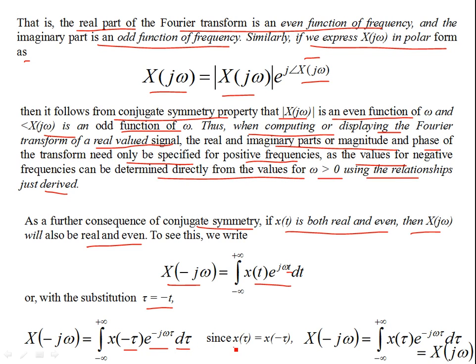Now since x(tau) is x(minus tau), this implies that x(t) is an even signal. If it is an even signal, then for X of minus j omega, since x(minus tau) is x(tau), what is this?